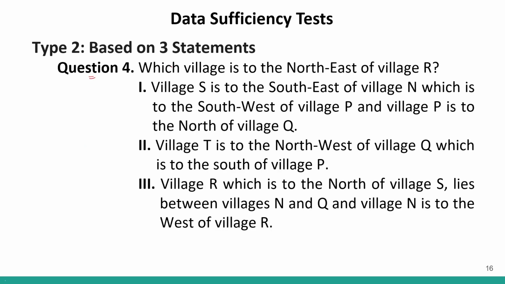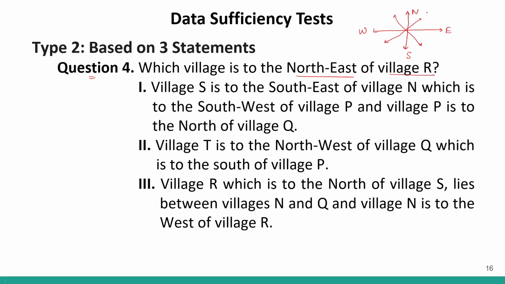Question number 4 is a direction-based question. We have to identify which village is to the northeast of village R. So let me draw the directions. These are the directions. Do you remember the directions? We did this in following directions. So this is north, this is south, this is east, and this is west. These are your primary directions, correct? Then we have certain secondary directions.